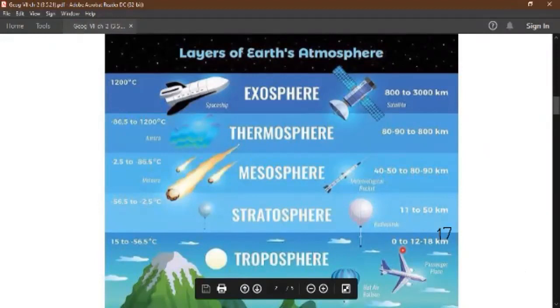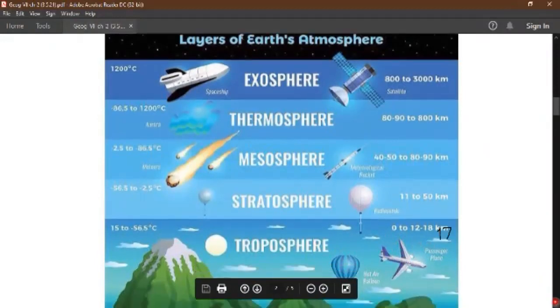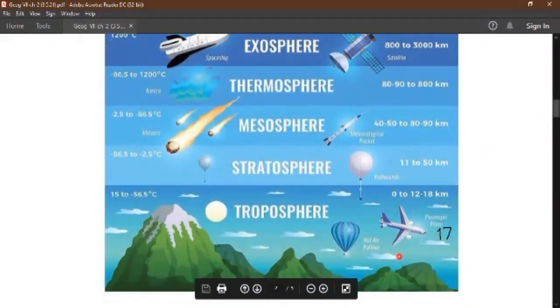So, the air of the lower layer is always heavier or denser. On the basis of the characteristics of temperature and air pressure, there exist 5 layers. These are number 1, troposphere. Troposphere is the lowermost and densest layer.